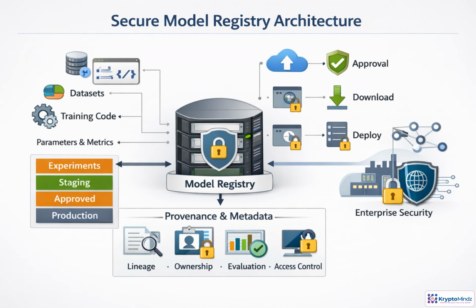The model registry is the security checkpoint between experimentation and production. Each model artifact should arrive with lineage, datasets, training code, parameters, metrics, owner, and evaluation results. Versions should be immutable, so teams can reproduce and audit what changed. Access controls define who can upload, approve, download, or deploy. As a model moves from experiment to staging, approval, and production, gates such as signing, scanning, evaluation, and review reduce supply chain risk.